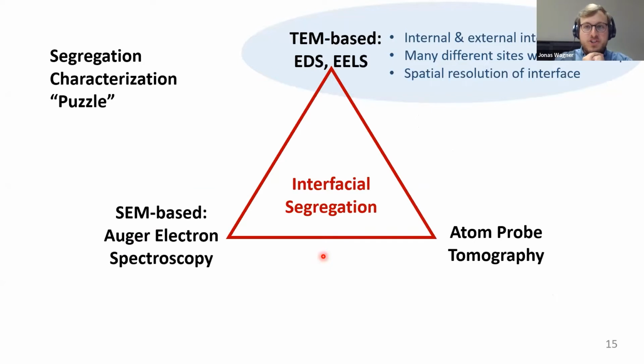So much about TEM. In the end, what I would say were the most important factors contributing to the overall interfacial analysis were that I would have access to internal and external interfaces. I can probe many different sites within one sample. Also, I had the most direct spatial resolution of the interface. So now, in my next section, I will talk a little bit more about Auger electron spectroscopy.